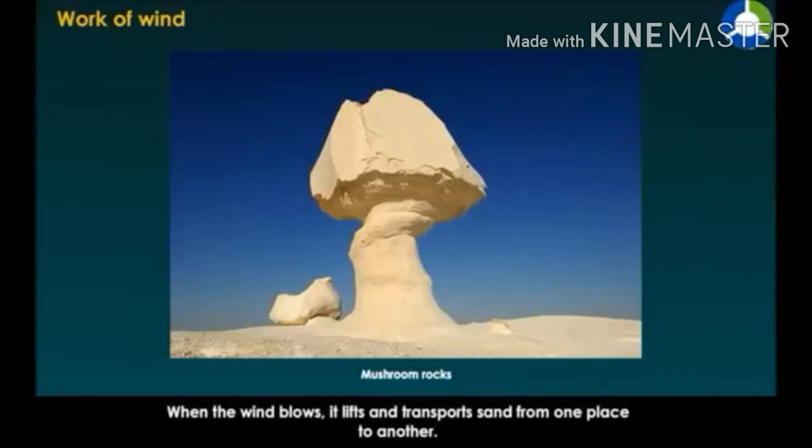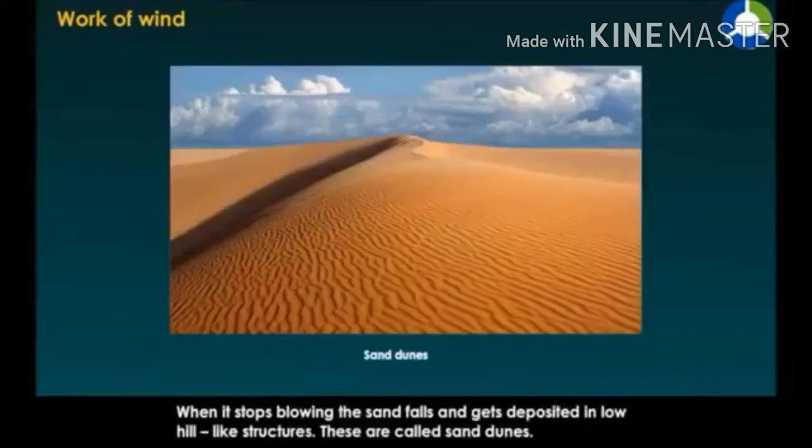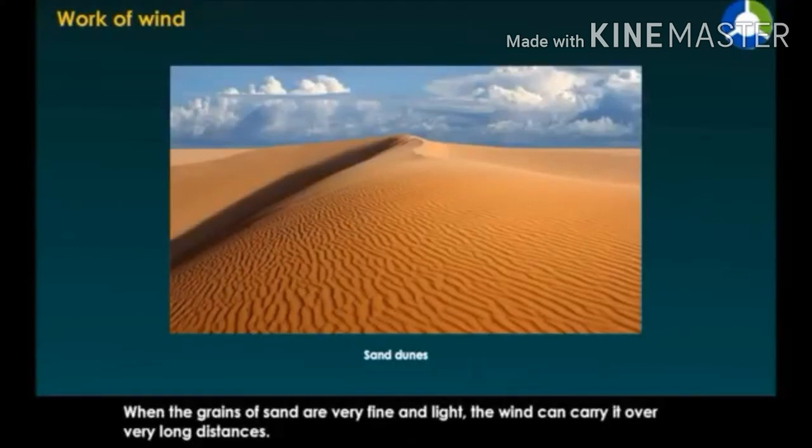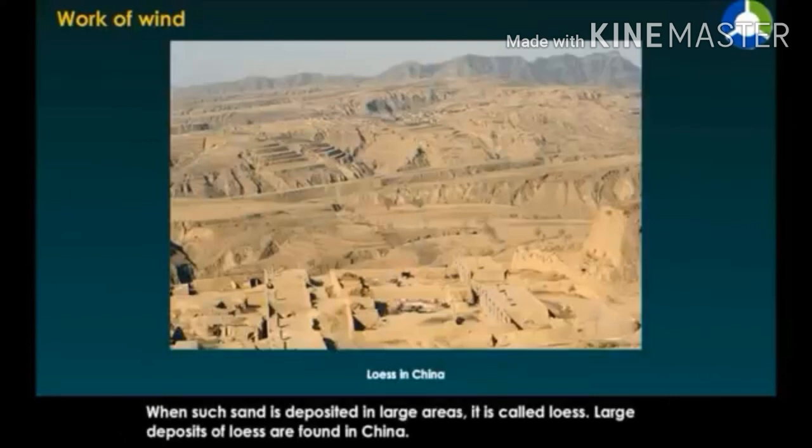When the wind blows, it lifts and transports sand from one place to another. When it stops blowing, the sand falls and gets deposited in low hill-like structures. These are called sand dunes. When the grains of sand are very fine and light, the wind can carry them over very long distances. When such sand is deposited in a large area, it is called loess. Large deposits of loess are found in China.